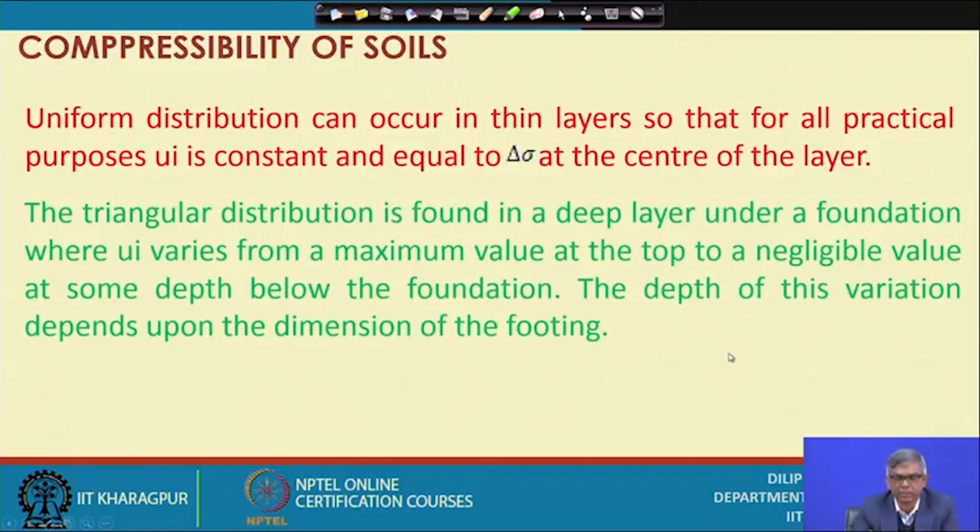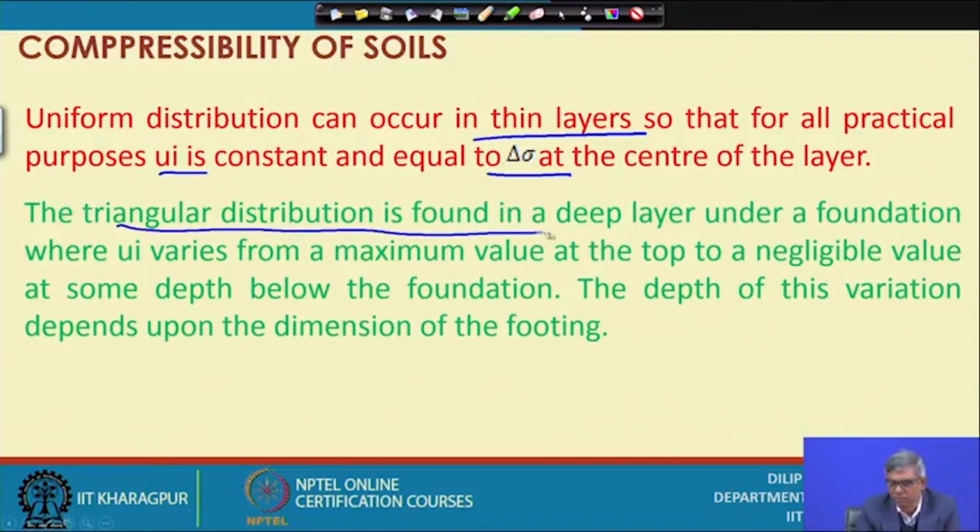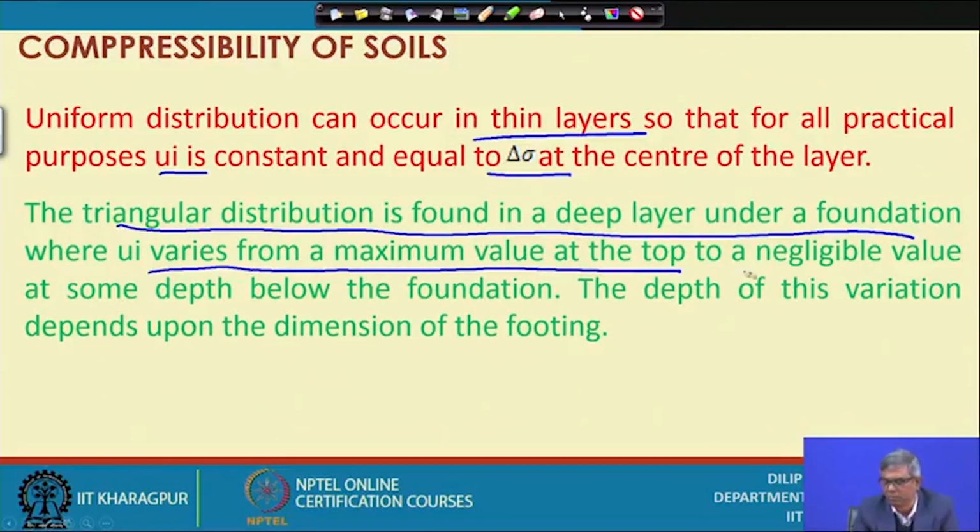Whatever I have explained in the last slide schematically is listed once again. Initial excess pore pressure distribution can occur in thin layers. In practical purposes one can take ui as delta sigma, the stress at that depth because of the loading at the surface, as the initial excess pore pressure. A triangular distribution is found in a deep layer under a foundation, where ui varies from a maximum value at the top to a negligible value at some depth.